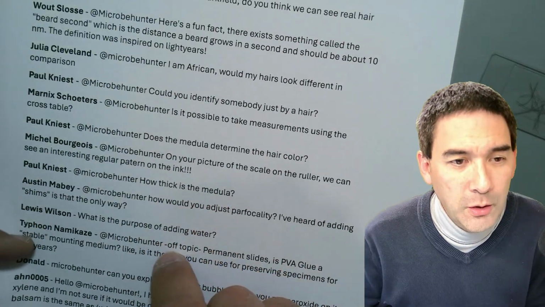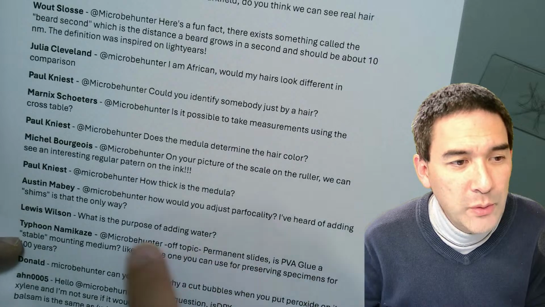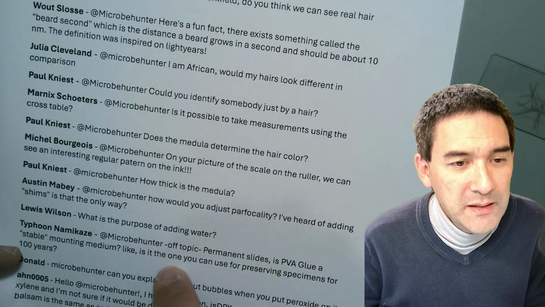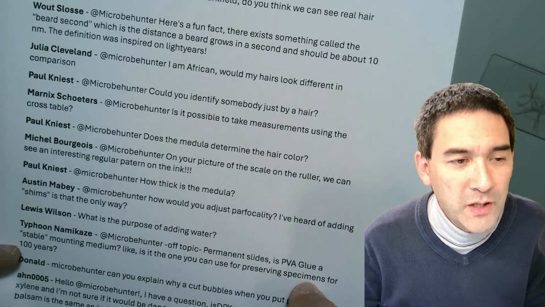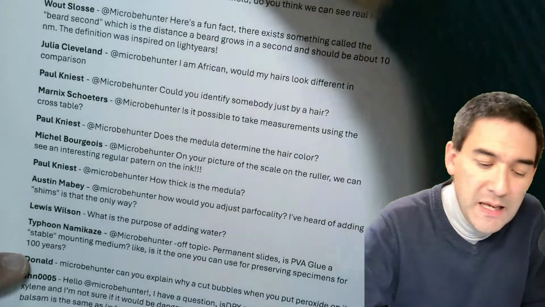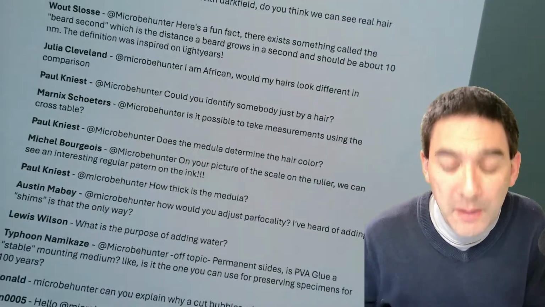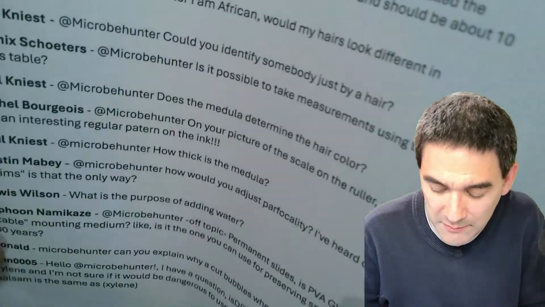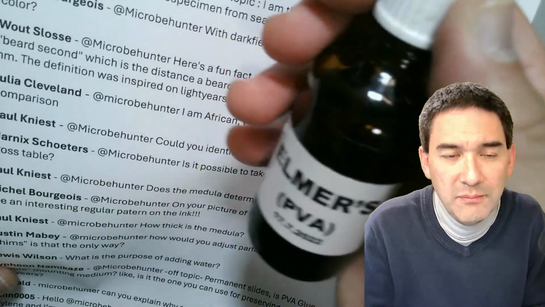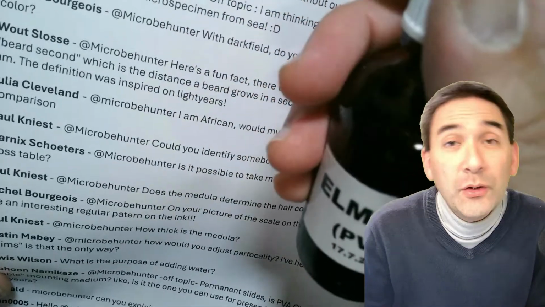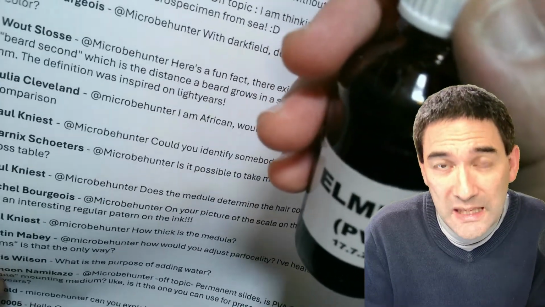Off topic, permanent slide: is PVA glue a stable mounting medium, one you can use for preserving specimens for 100 years? Honestly, PVA as a water-based mounting medium has been used for some time now. However, what I've been doing is using just a PVA glue. I don't know how long it is stable.